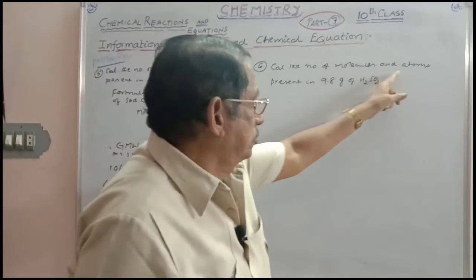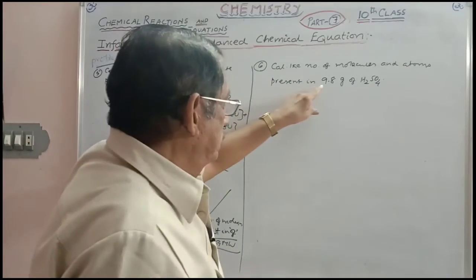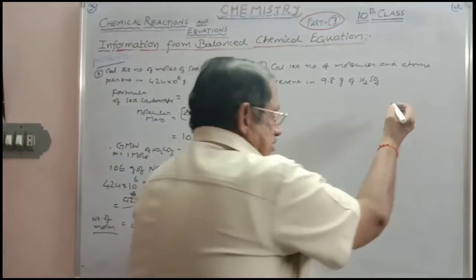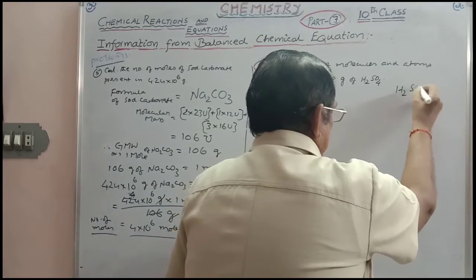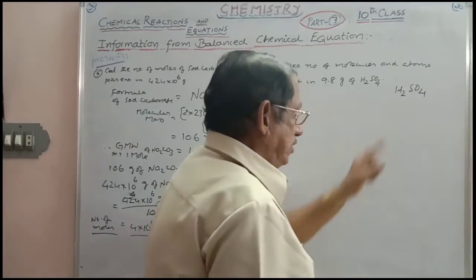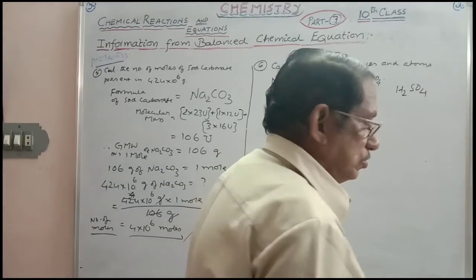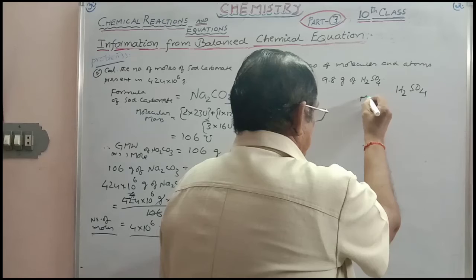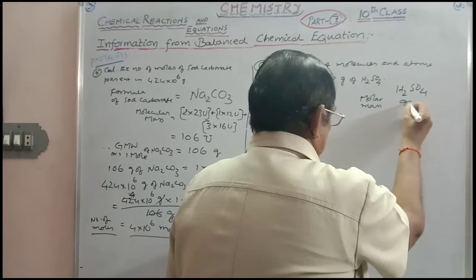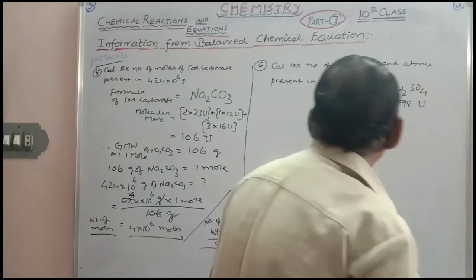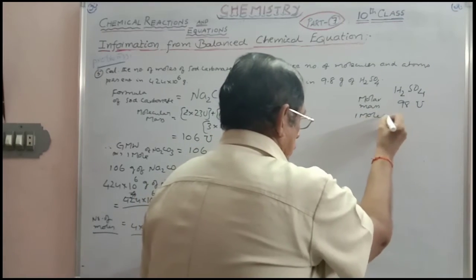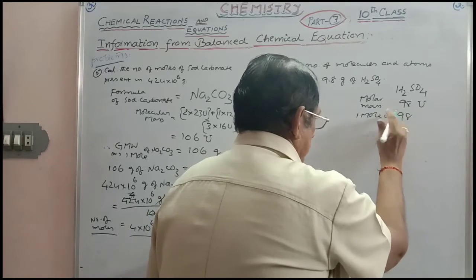One more. Calculate the number of molecules and atoms present in 9.8 grams of sulfuric acid. Sulfuric acid, if you take here, sulfur 32, hydrogen 1, oxygen 16. Total, this is the molar mass. If you take, this is equal to 98 U. Therefore, 1 mole is equal to 98 grams.